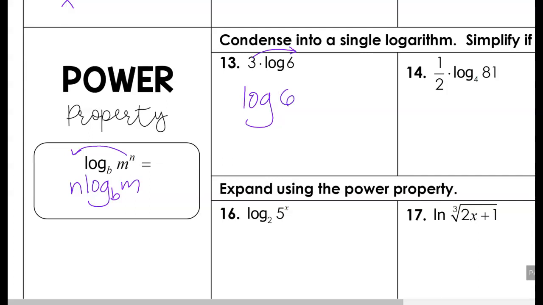So what does it become? 6 cubed. The base here is still 10. Okay, don't bring that 6 into the base. The base is still an invisible 10. But it is 6 cubed. What is 6 cubed? 216.